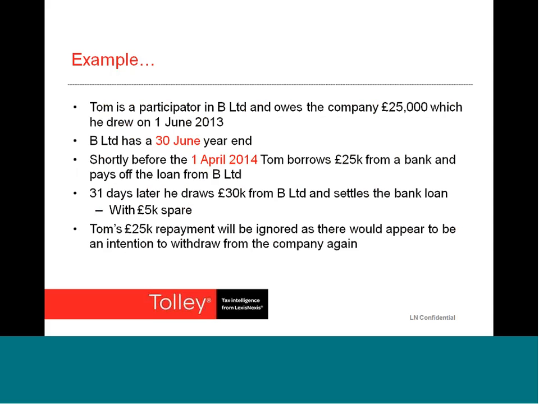His original $25,000 repayment is going to be ignored, because this is the other scenario where there would appear to be an intention to withdraw the money from the company again. And so Section 455 penalty tax will be due on the £25,000 loan. We will say that that is effectively still outstanding on the normal due date.